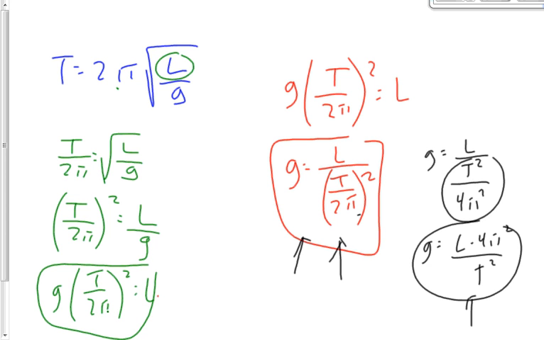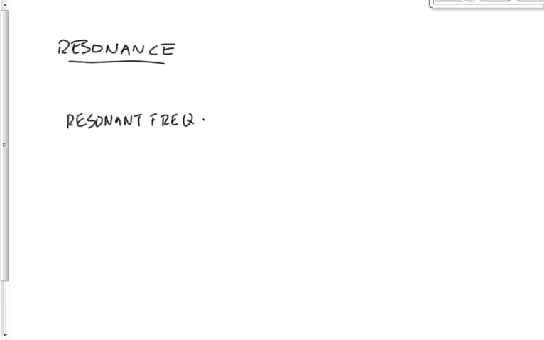All right. We talked about resonance over the last couple of days as well. And we defined a term that goes along with resonance. We'll call it a prerequisite term, a term that's required to understand resonance. That term is resonant frequency. Can anybody tell me what resonant frequency means? Resonant frequency is the natural frequency at which something wants to vibrate.